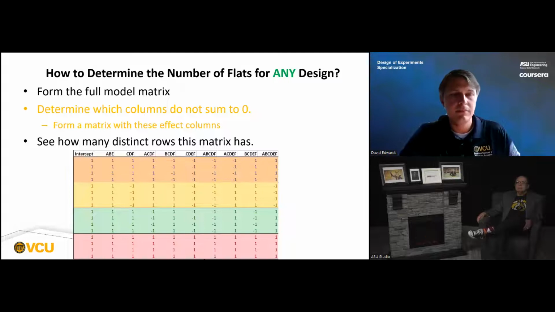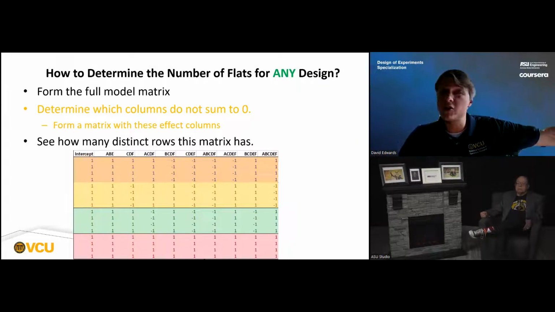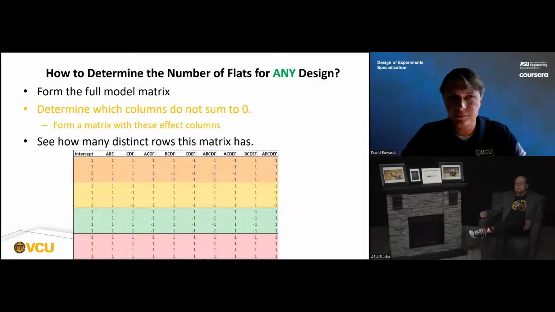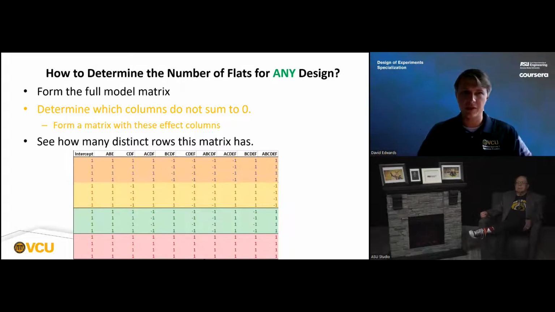So here's what you do. You just form your full model matrix. In other words, take your design, take all possible products: two-way interactions, three-way interactions, four-way interactions, all the way up to the K-factor interactions. Form that full model matrix.